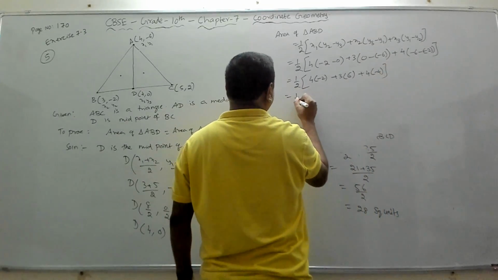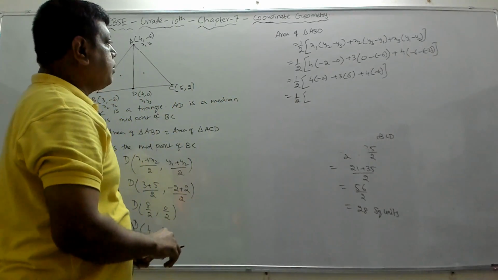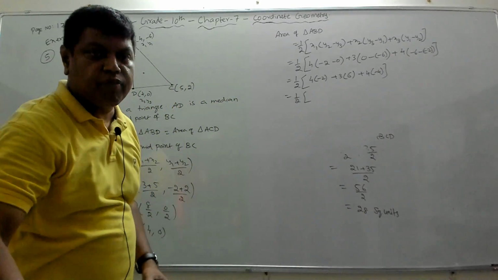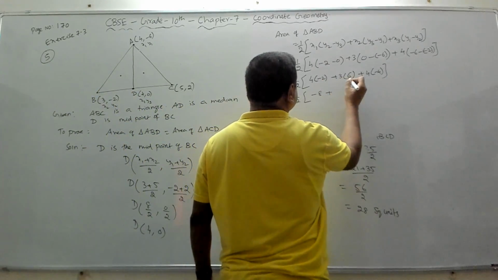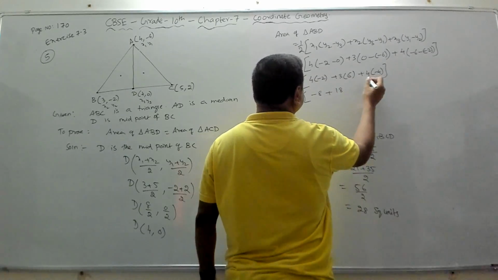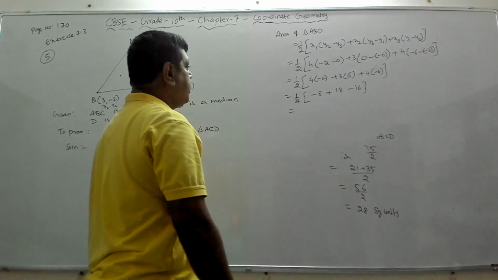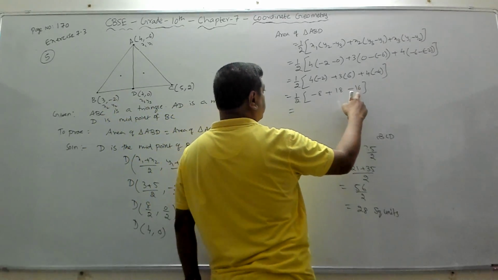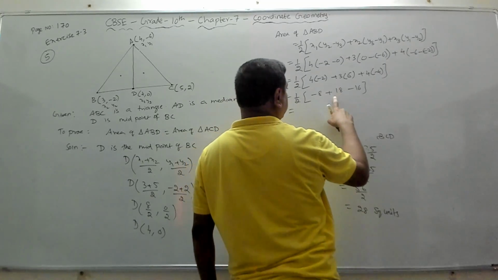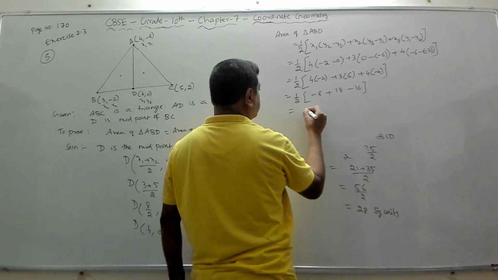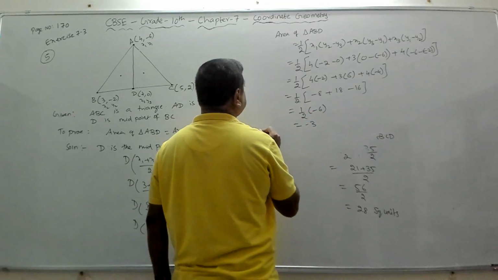So what do we get? We get 1 by 2 of, we have to find the value of that. That is equal to minus 8 plus 18, 3 sixes are 18, this is minus 16, right? Minus 8 plus 18 is plus 10, minus 16 is minus 6, so finally you get minus 3.